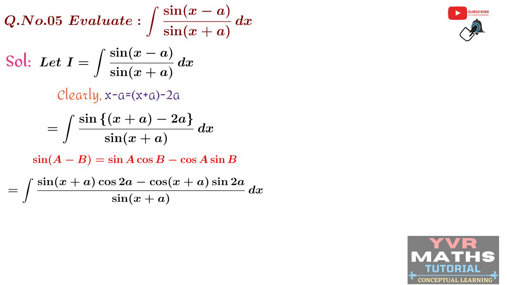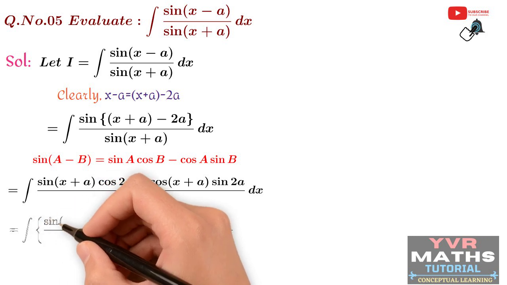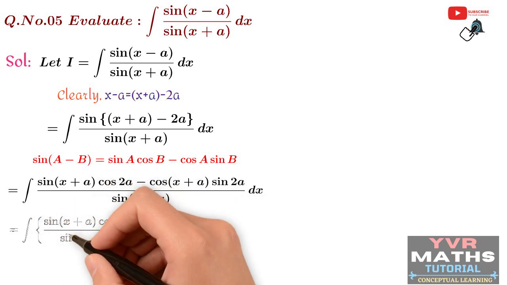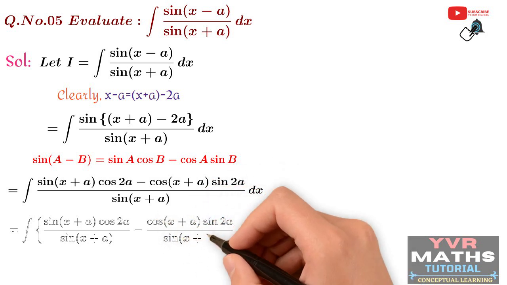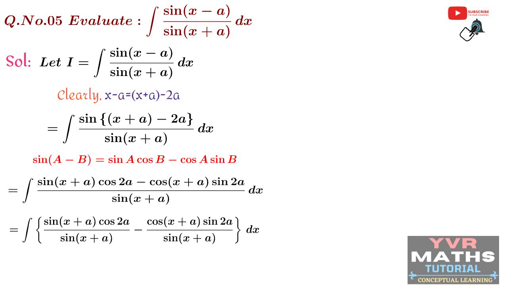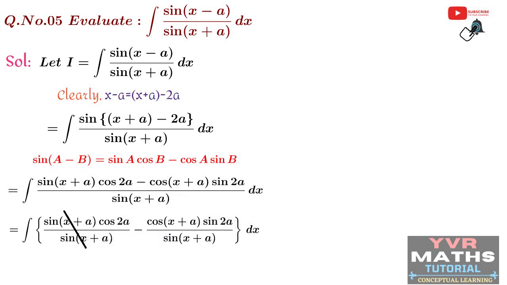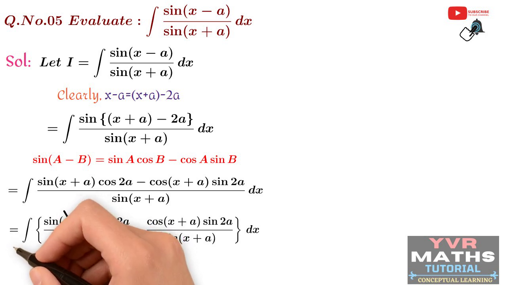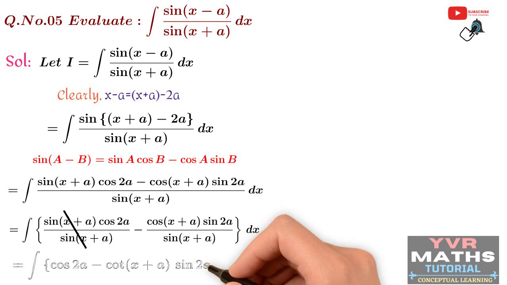Now divide each term of the numerator by the denominator. Then what you will get? See here, in the next step, integral sin of x plus a into cos 2a by sin of x plus a minus cos of x plus a into sin 2a by sin of x plus a dx. So if you observe the first term, from the numerator and the denominator, sin of x plus a gets cancelled, and in the second term, cos of x plus a by sin of x plus a can be written as cot of x plus a. So the next step is integral cos 2a minus cot of x plus a into sin 2a dx.